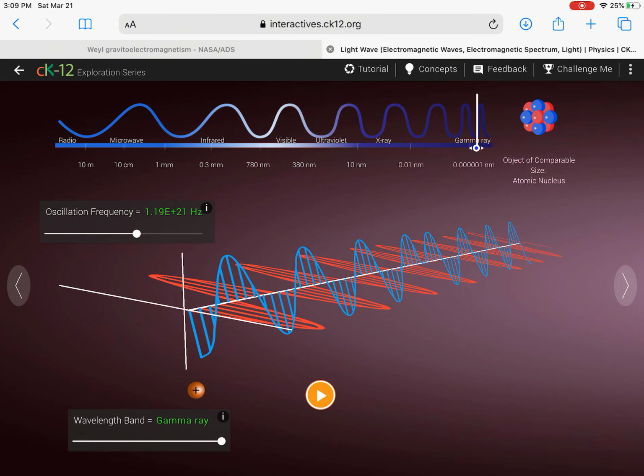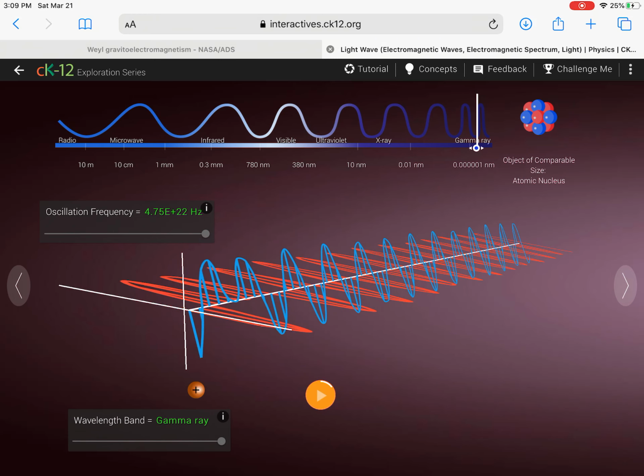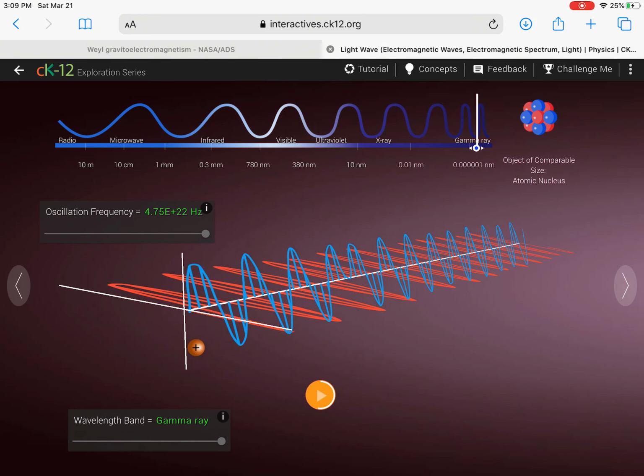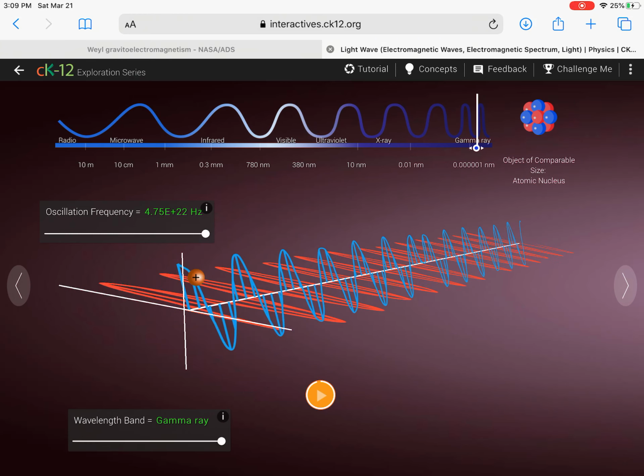It vibrates faster. And how about X-rays and UV? Why are they so dangerous? It's because they vibrate very fast. They have a lot more energy, and that's what makes them more dangerous.